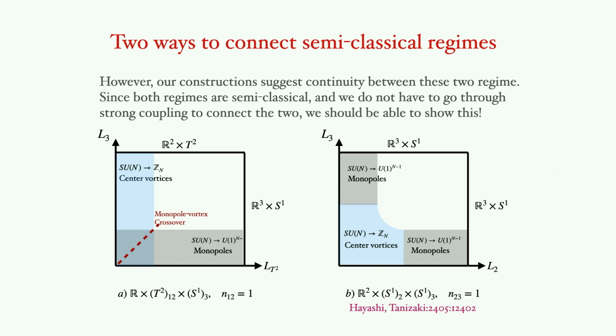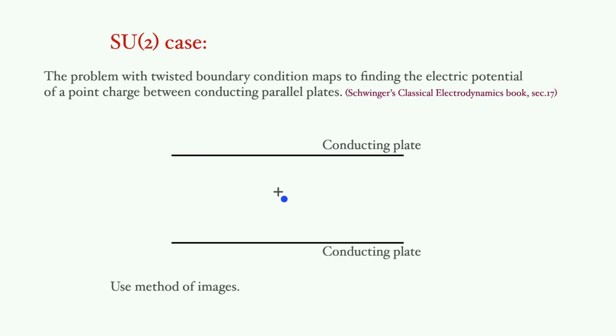And these are two related works by me, Thomas Schaefer, and my student Güvendik, and also Yui Hayashi and Tanizaki. It's a beautiful paper. And we go from, let's say, R3 cross S1 to R2 times T2. Okay? I will describe to you what happens. Interestingly, this problem with twisted boundary condition on this T2 maps to a very nice problem in electrostatics.